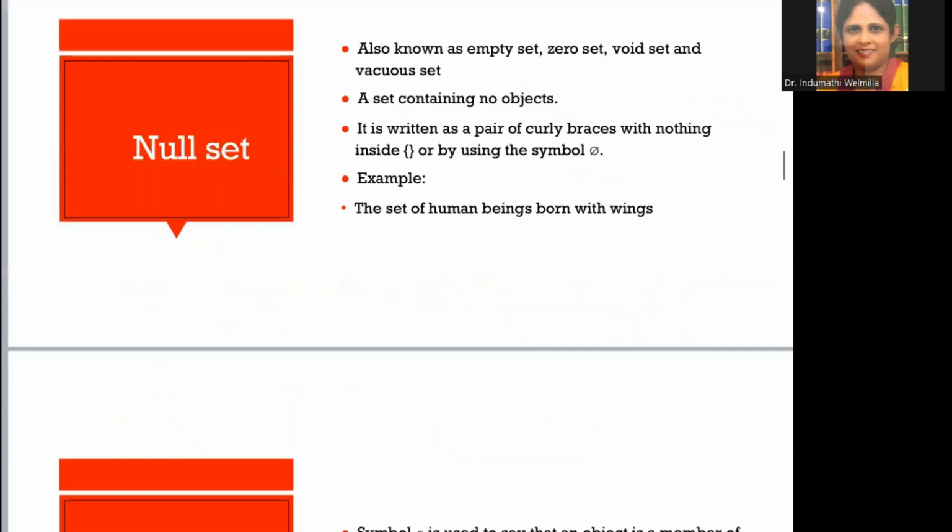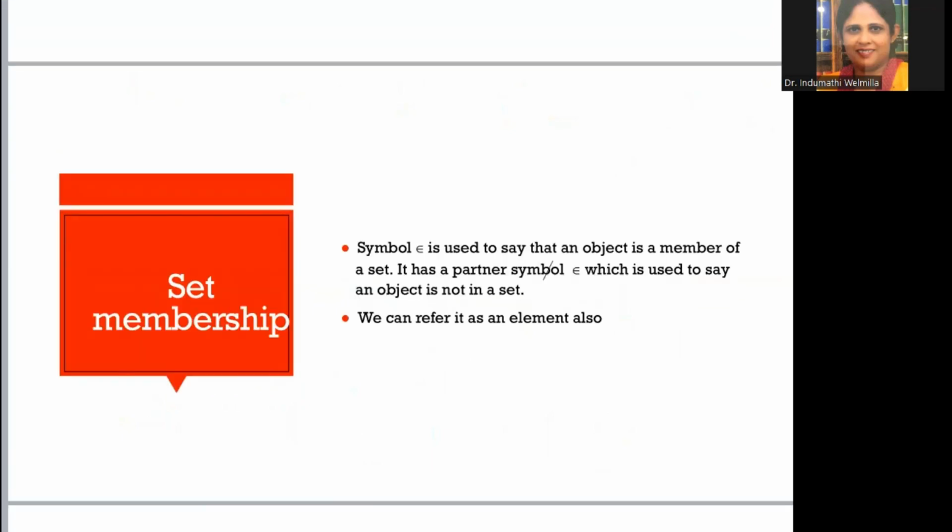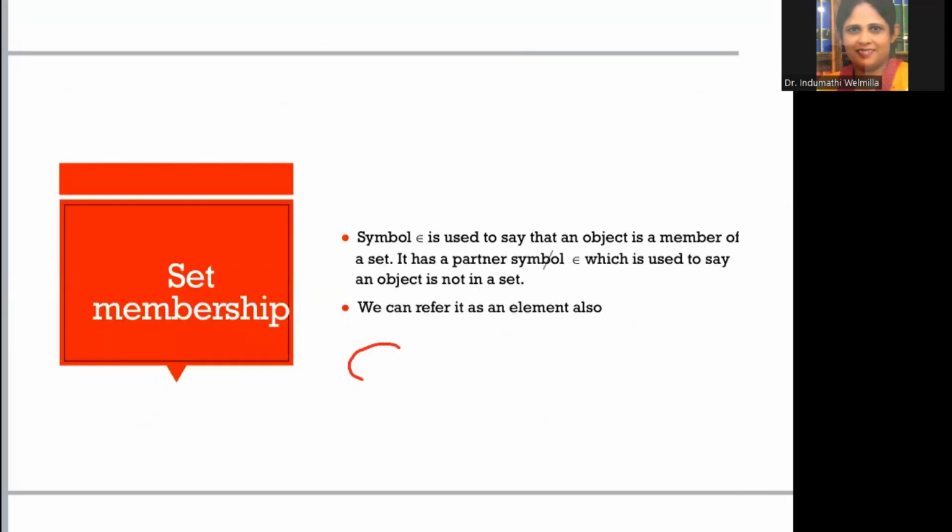We understood these things, right? Empty set, zero set. This symbol is the element symbol. We use it to say that an object is a member of a set, and we also refer to it as an element of the set.